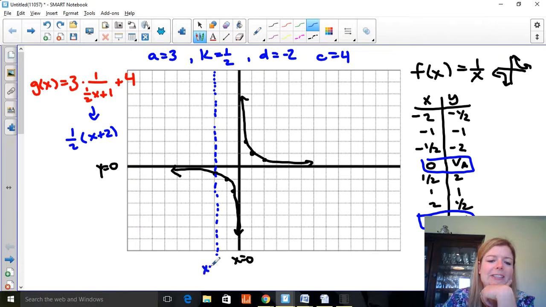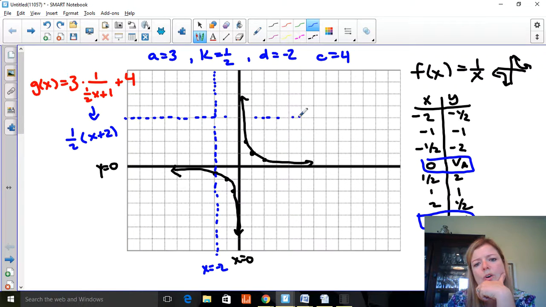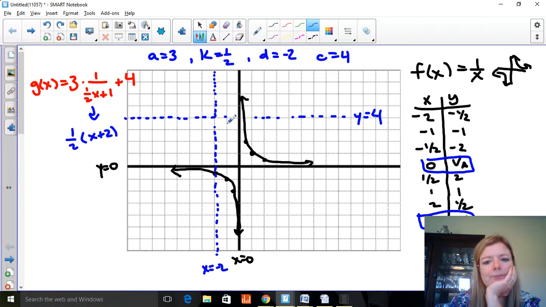At x equals -2. And my horizontal asymptote is going to be moved up 4, so at y equals 4. So all the action is going to be happening right around where they meet, like here and here. I just want to give that reference so I'm not freaking out later.